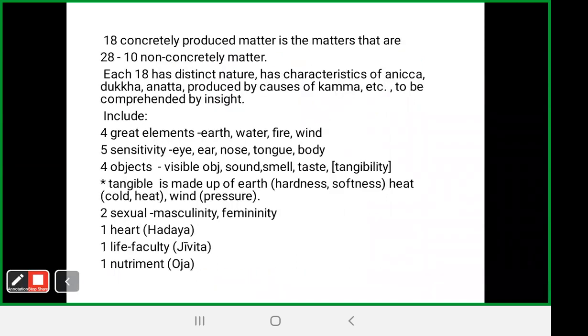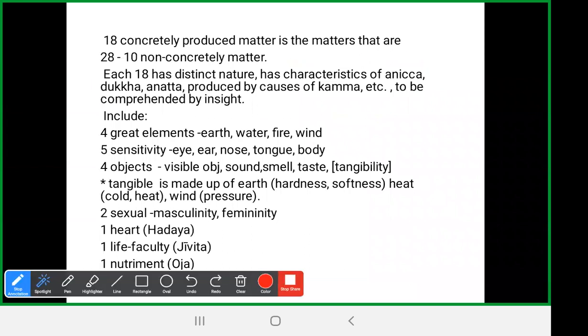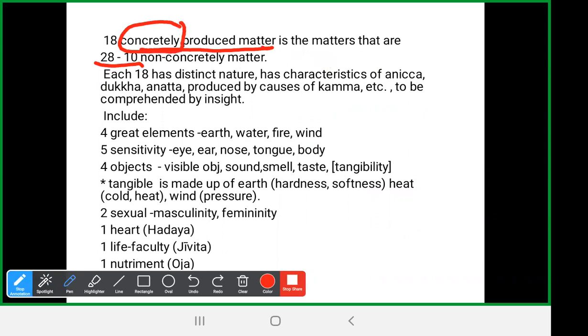So about the 18 concretely produced matter. Just now we have the 28, all right? Out of these 28, you need to minus the 10 first, or this 28 will be mentioned down here. So the most important thing about these 18 concretely, why do you call it concretely? Because you can use it to practice Vipassana.